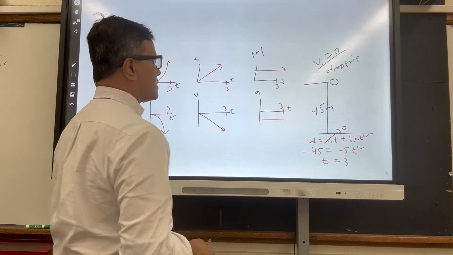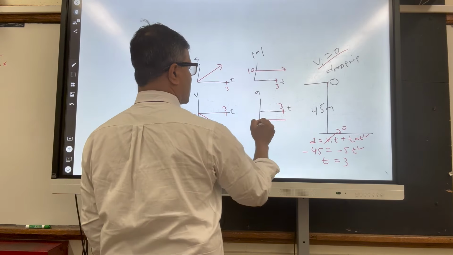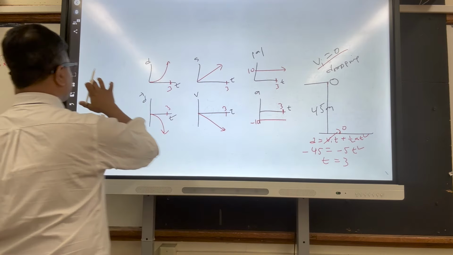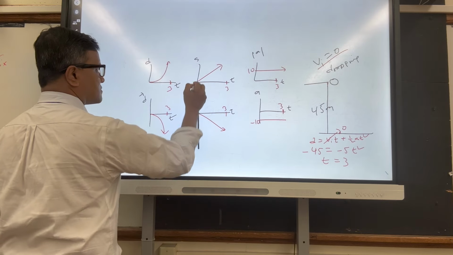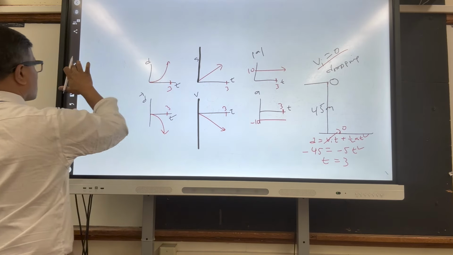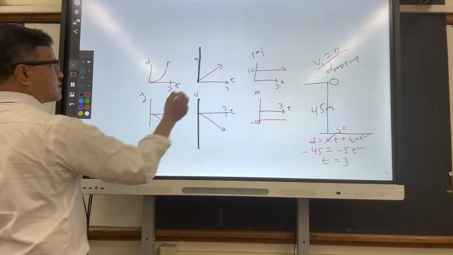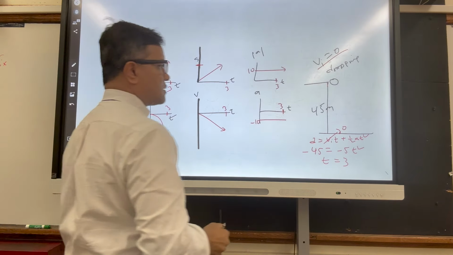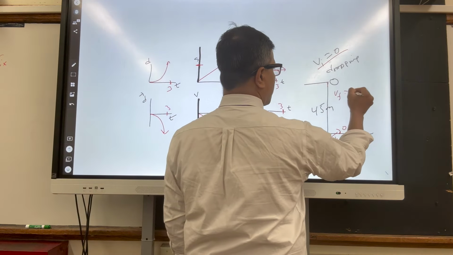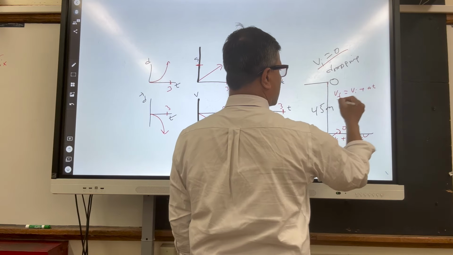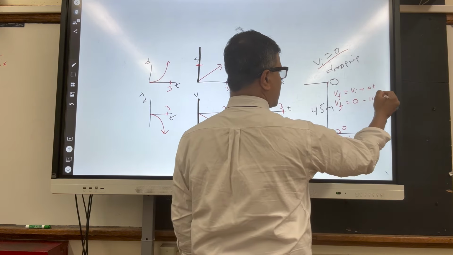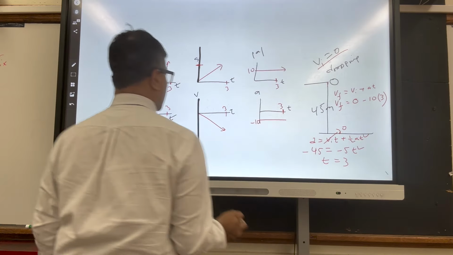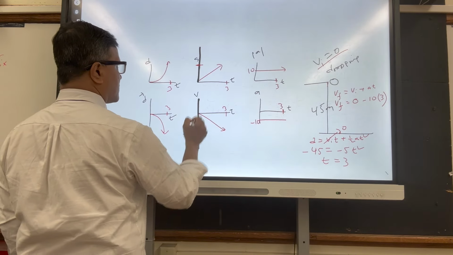Okay, this is 10. This is negative 10. So what do you have for this one? Speed. Vf is equal to Vi plus at. So Vf is equal to Vi, which is 0, minus 10 times 3, negative 30. Speed is 30.